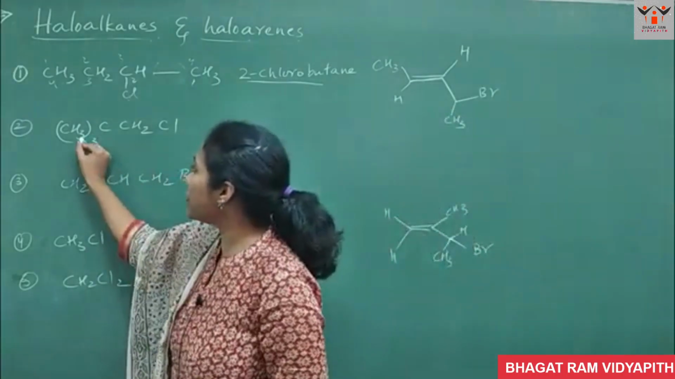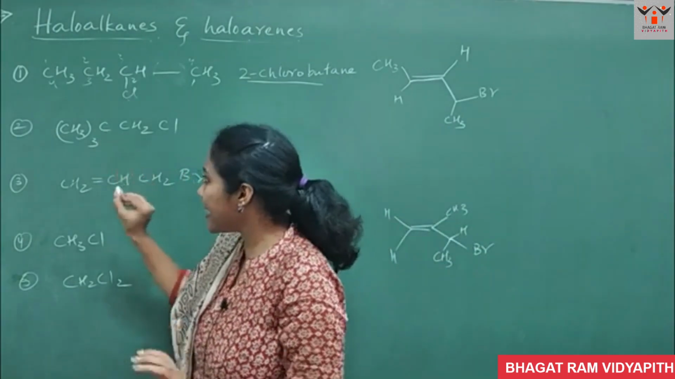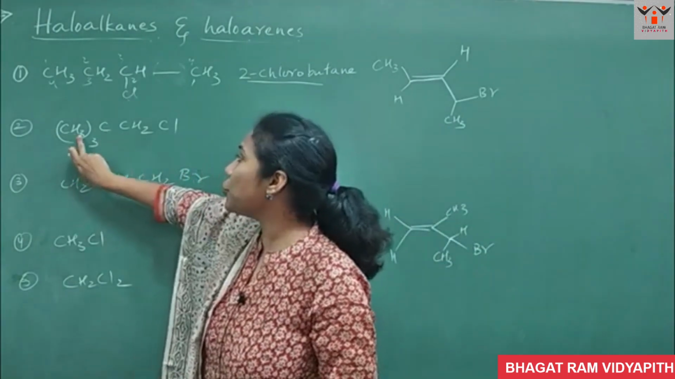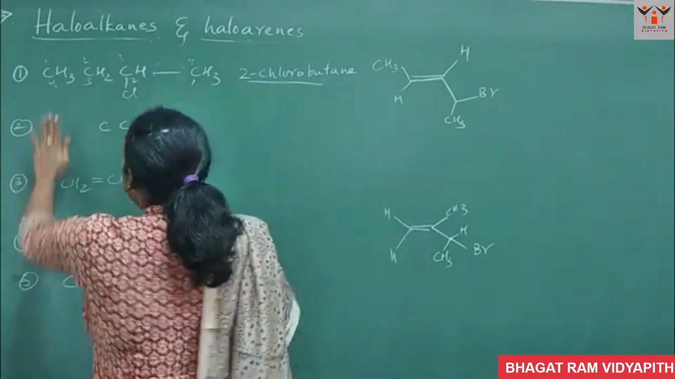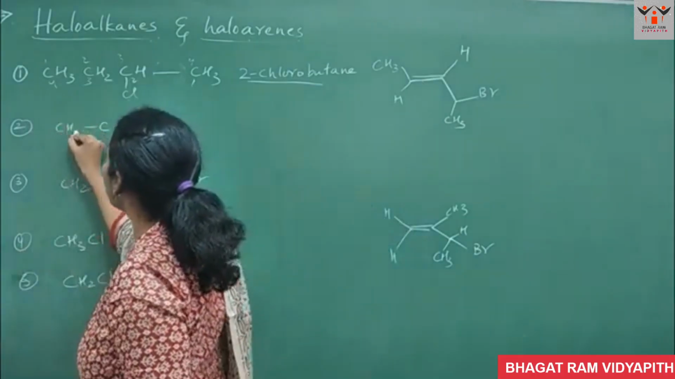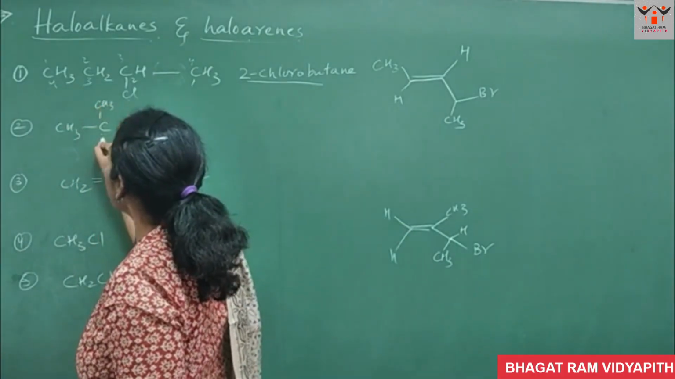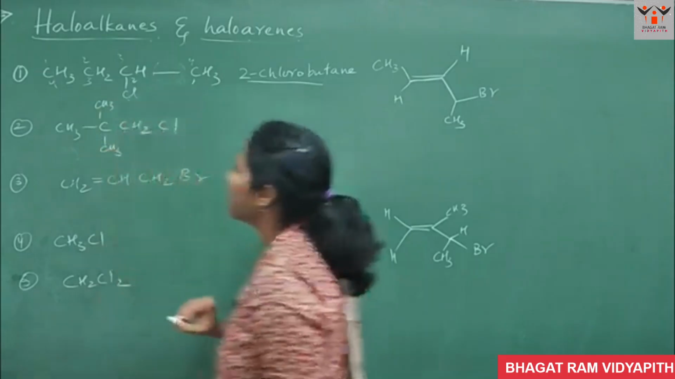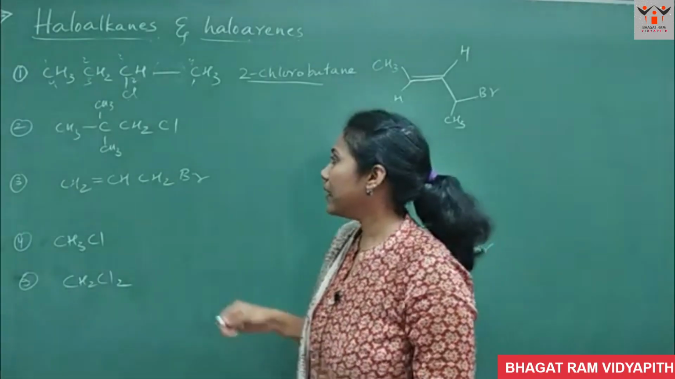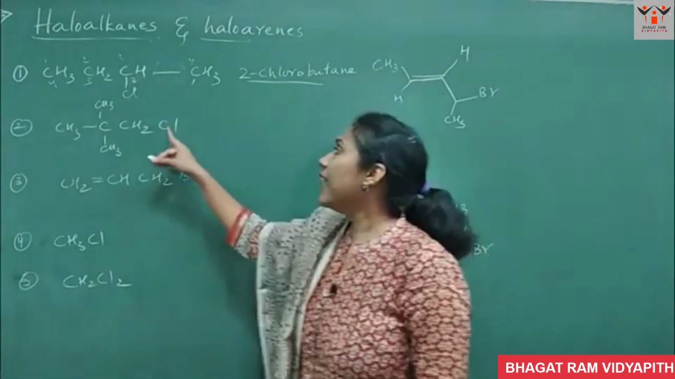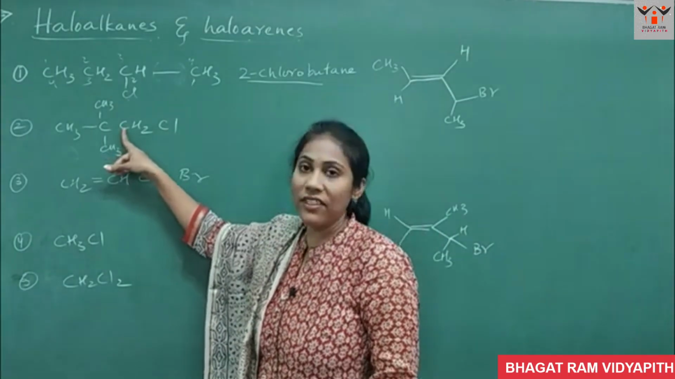Coming to this example, CH3 thrice C, in the sense there are 3 CH3 groups attached to this carbon. So let me write elaborately. So this is one CH3 group, this is another CH3 group, this is third CH3 group. Okay, so this is our compound. Now you will have to number. Definitely look over here, the halogen attached carbon should have the least number, right?